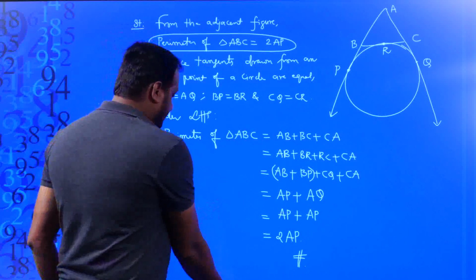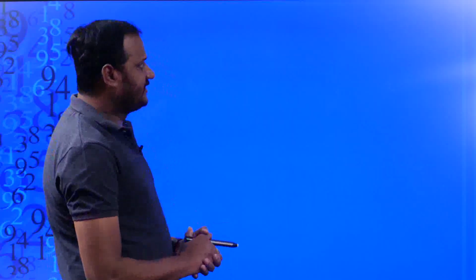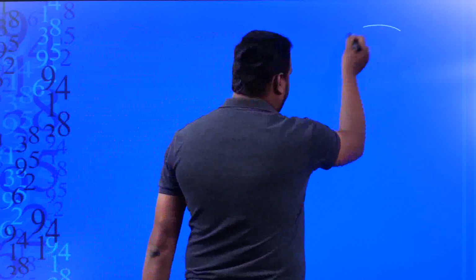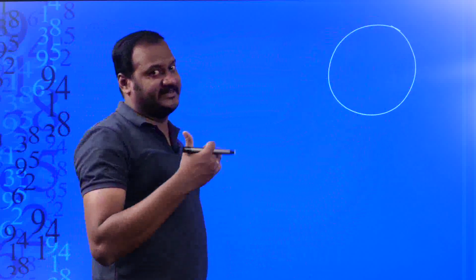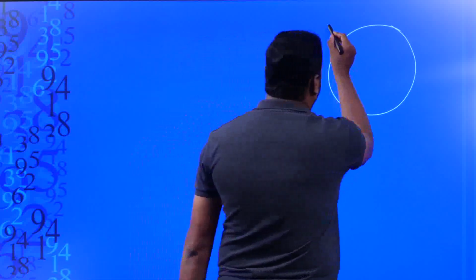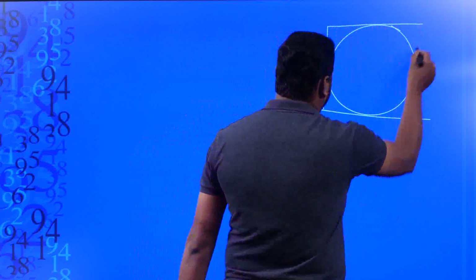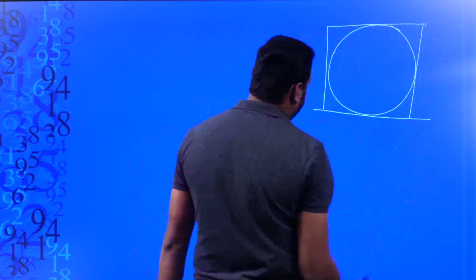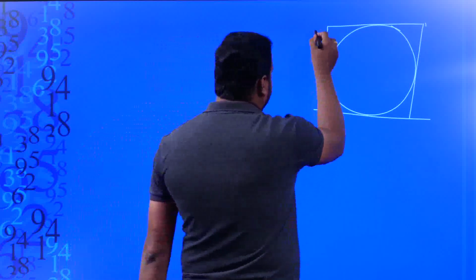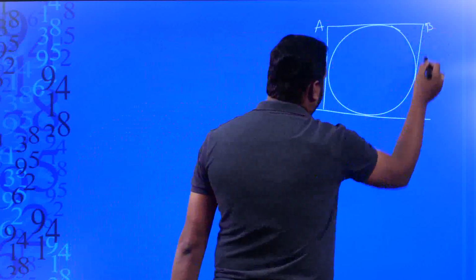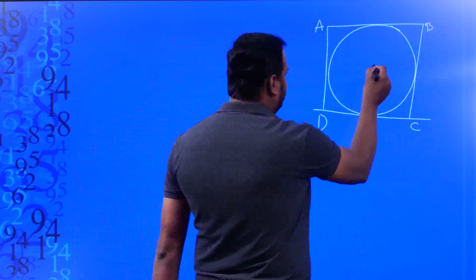Let's move on to the next statement. For example, there is a circle, and a quadrilateral is circumscribing a circle again. So this is a quadrilateral circumscribing a circle, whatever the quadrilateral is. In this quadrilateral circumscribing a circle, this is the point A and this is point B, and of course this is C and this is D, and this is the center of the circle.